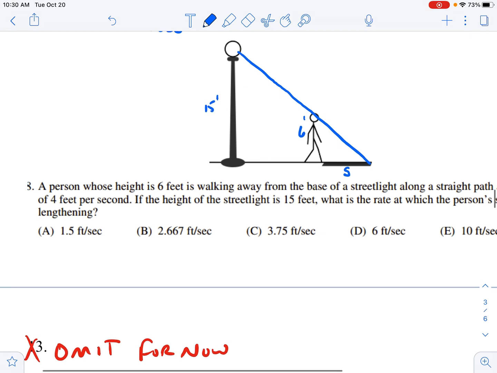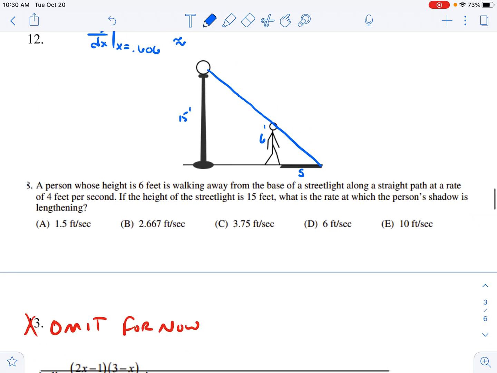And the trickiest thing here is kind of seeing what's going on. Let's see. Person 6, we labeled that. Walking away from the base of the street light along a straight path at a rate of 4 feet per second. So look, here's the thing. The shadow is going to be lengthening this way, but this right here, this is where the person is walking. So I'm going to call this W, okay?